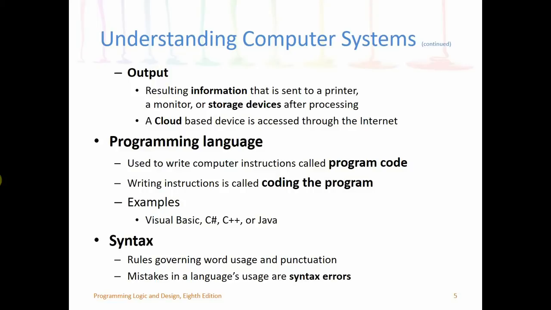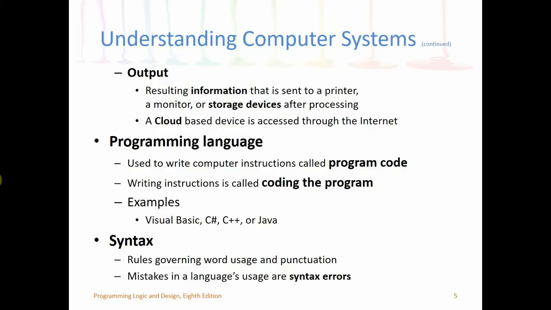Now we have what we call a programming language. A programming language is used to write programs, or computer instructions called program code, and writing instructions is called coding the program. We have multiple and different levels of programming languages: Visual Basic, C, C++, Java. We may have different types of programming, PHP, which is also considered programming for websites. We have different types of languages that we can use.